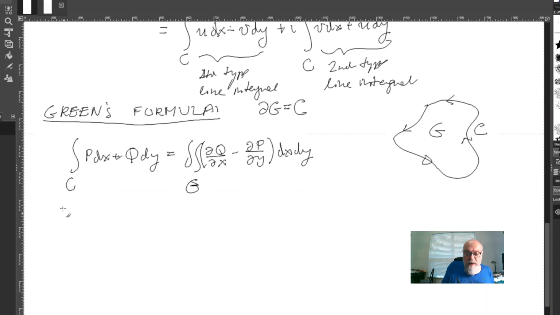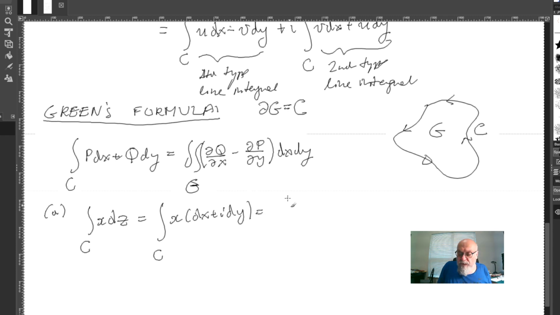So what do I get here? Let me write it down. The integral over C of x dz will be equal to the integral over C of x, and dz is dx plus i dy, which gives you two integrals. The first one is x dx, and the second one is plus i times x dy.